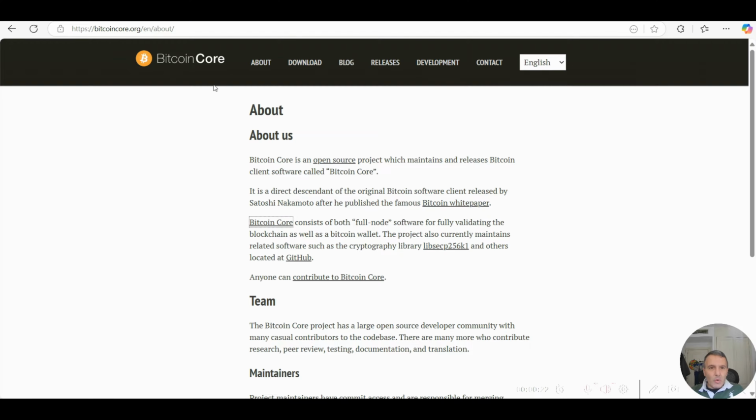In today's episode, I want to clarify the 21 million hard cap supply for Bitcoin in the actual code itself, because I found there is a function that certainly controls the 21 million hard cap limit rule. So now the Bitcoin Core, which is open source, as it says here, is a direct descendant of the original Bitcoin software client released by Satoshi Nakamoto after he published the famous Bitcoin white paper.